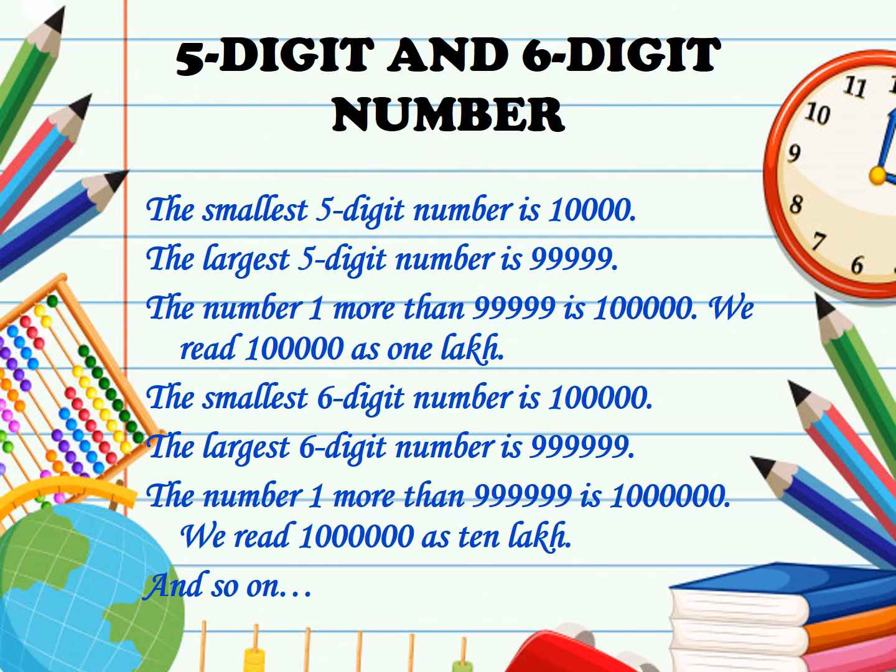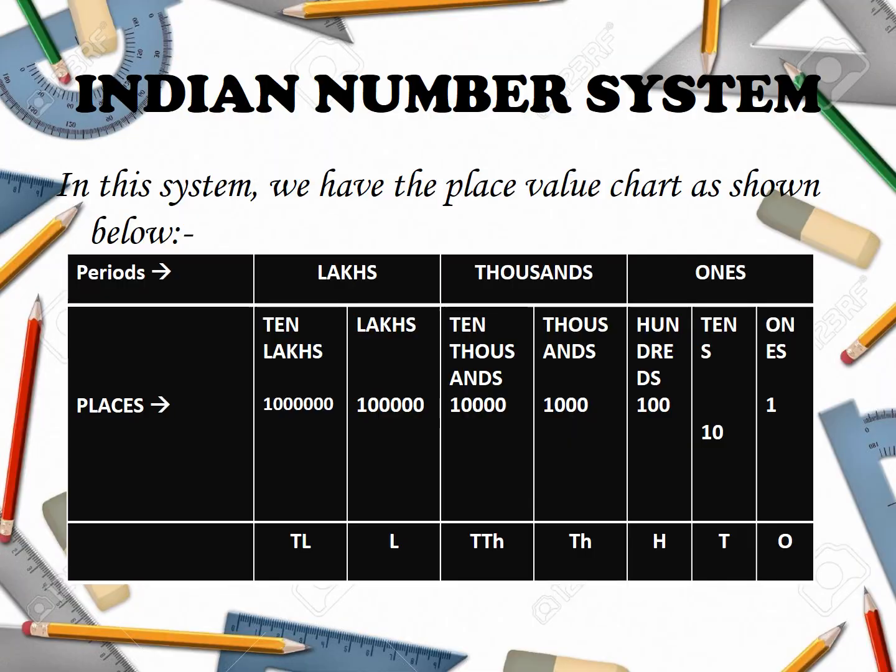The number 1 more than 99,999 is 1 lakh. We read it as 1 lakh. The smallest 6-digit number is 1 lakh. The largest 6-digit number is 9,99,999. The number 1 more than 9,99,999 is 10 lakh. We read it as 10 lakh and so on.